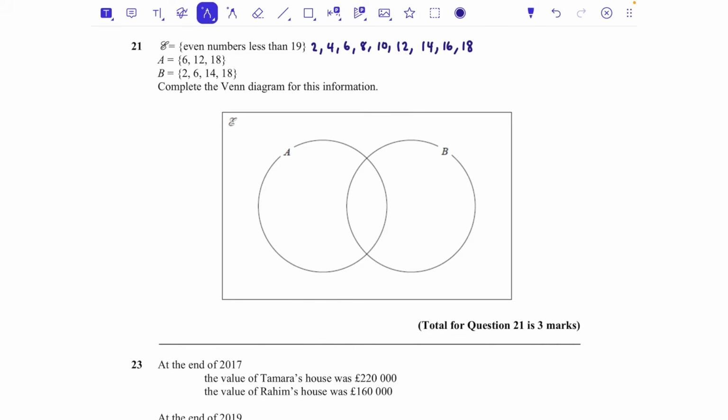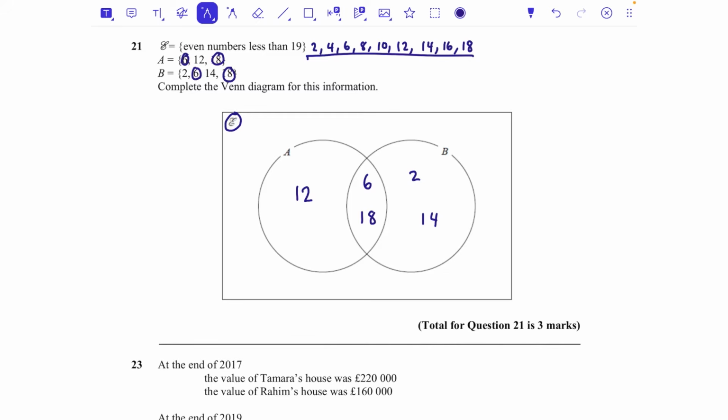Complete the Venn diagram. So the bit you always want to do first is your intersection, this bit in the middle here, and in there we can put a 6 and we can put an 18 because both A and B have those values. We're then left with 12 in A and 2 and 14 in set B. Now we can't forget about all of the other numbers in the universal set, because this box needs to have all of those numbers in it.